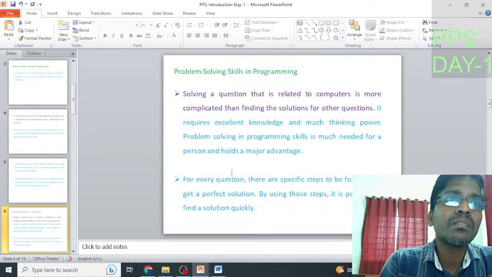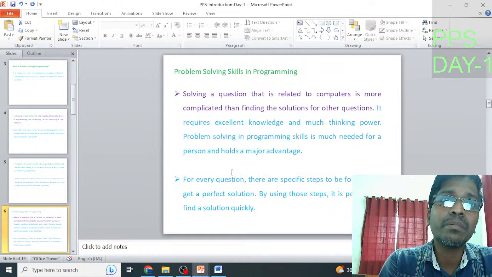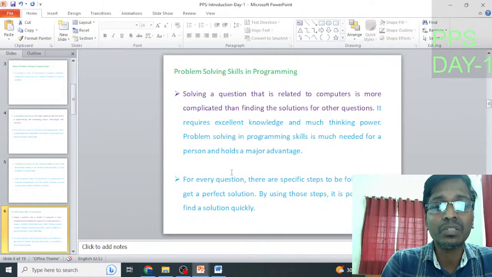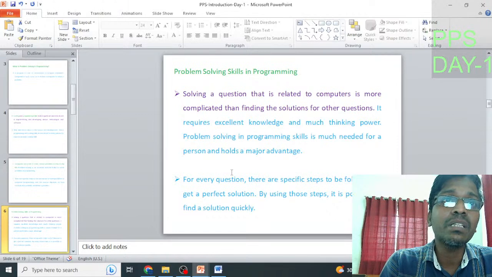And the next one I want to discuss is problem solving skills in programming. As I said, if you want to solve computer-related problems, compared to other problems or other questions, it is very easy. Solving computer programs is more complicated when compared to solving other questions.